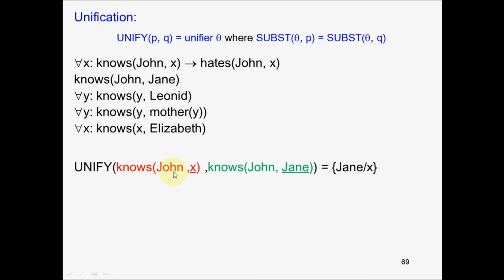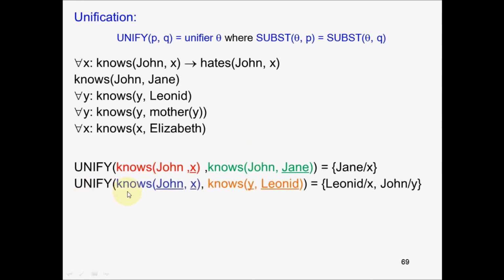We'll give the first term as John knows x, and John knows Jane. Let's say these are the two literals given. Can they be unified? What will be the substitution? The unification algorithm will say, if x is replaced by Jane, so if theta is this, then both can be unified. So the output given by the unification algorithm will be Jane/x. This is the theta given as output if these two are given as input.